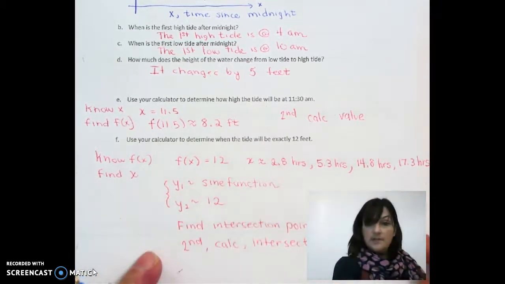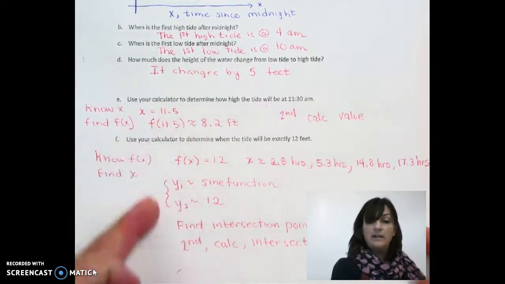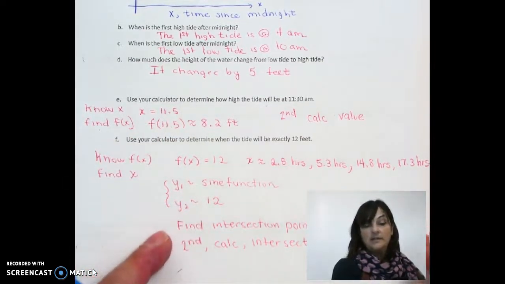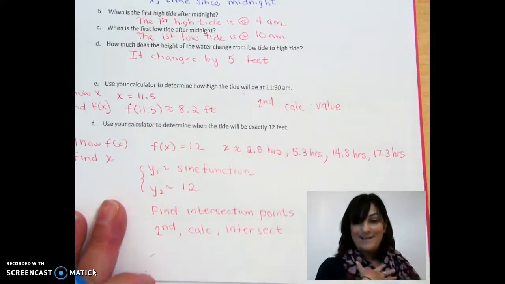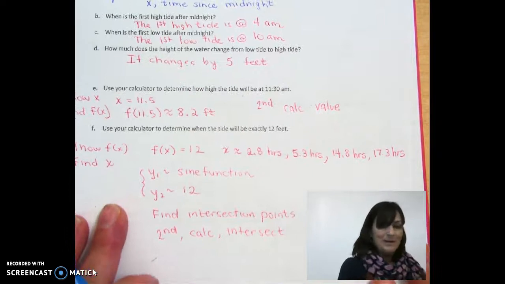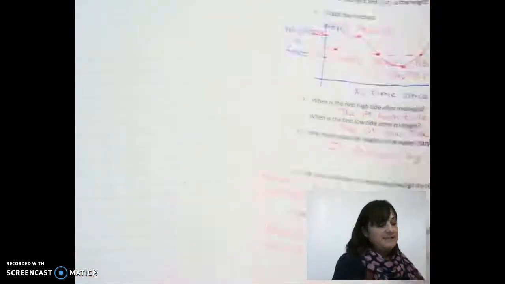If you're still struggling with the keystrokes to do either second calc value or second calc intersect, you can probably pull up another YouTube video, not made by me, but by somebody else, that would show you how to do that. Okay, so on the back side.